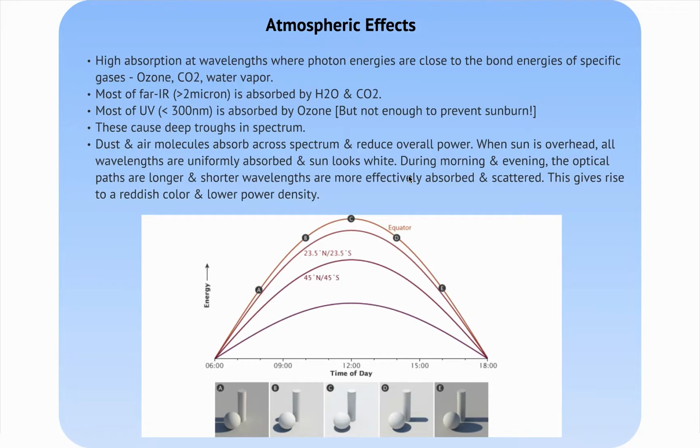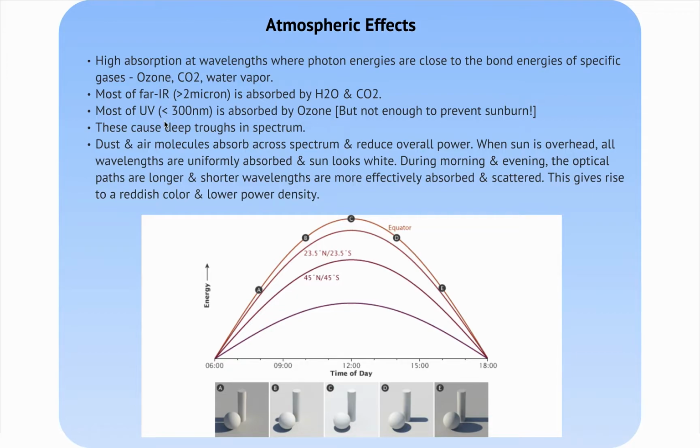The other atmospheric effects we should be aware of are absorption at certain wavelengths, where the photon energies are close to the bond energies of specific gases, like, as we saw before, ozone, carbon dioxide, water vapor, oxygen, and so on. Far infrared light, which is wavelengths greater than 2 micrometers, is absorbed by water and carbon dioxide, so you don't get a lot of far infrared light, which is good because that can cause a lot of heat damage. Most of the UV, less than 300 nanometers, is absorbed by ozone, but of course not enough to prevent sunburn. That's also the issue of ozone depletion and so on. We've read about this before. This causes lots of problems.